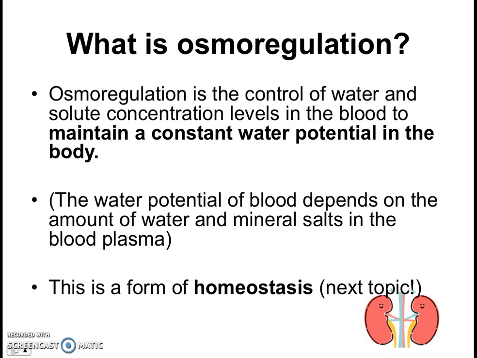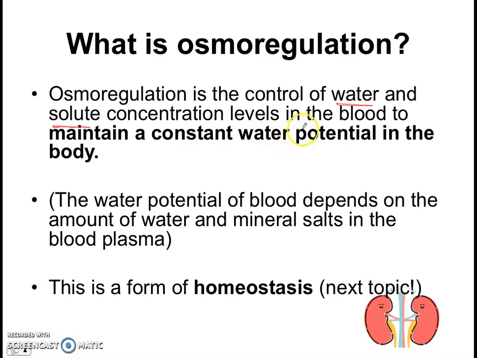So what is osmoregulation? There are a lot of words, but let's break it down. Osmoregulation is the control of water and solute concentration levels in the blood. The blood has all the different components, and one of the components of blood is plasma. Plasma is mostly water and dissolved substances like all your solutes. Osmoregulation is controlling the level of water and solute in your blood, in particular your blood plasma.